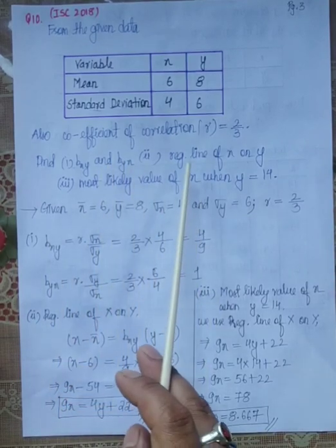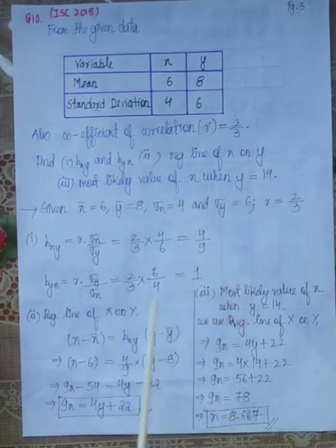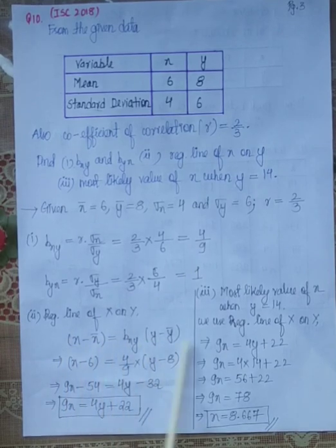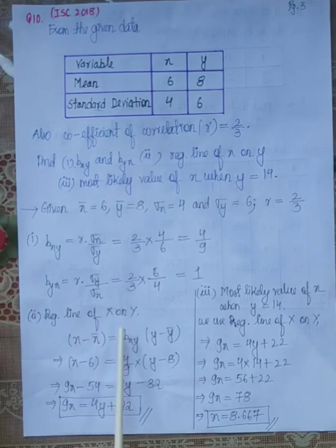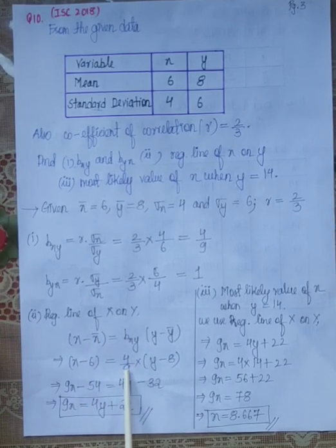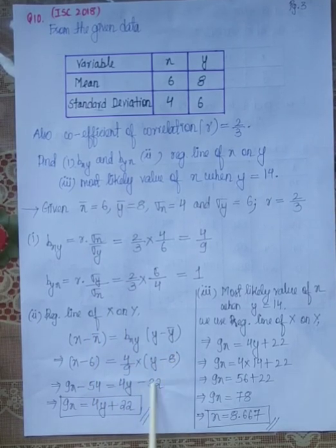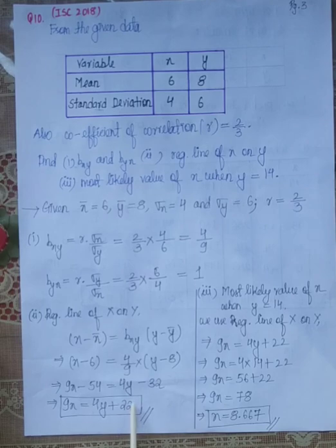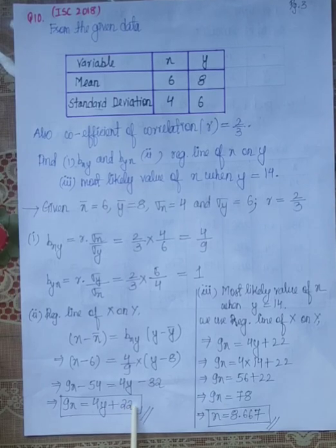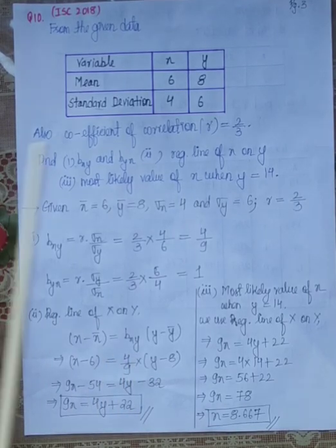So number 1 is done, bxy and byx, 4 by 9 and 1. Second one, regression line of x and y. The formula is x minus x bar equals bxy into y minus y bar. Put the value for x bar, 6, bxy 4 by 9, and then y minus 8. Simplified, we get the equation 9x equals 4y plus 22. This is the regression line of x and y. Please verify yourself, pause the video, understand.